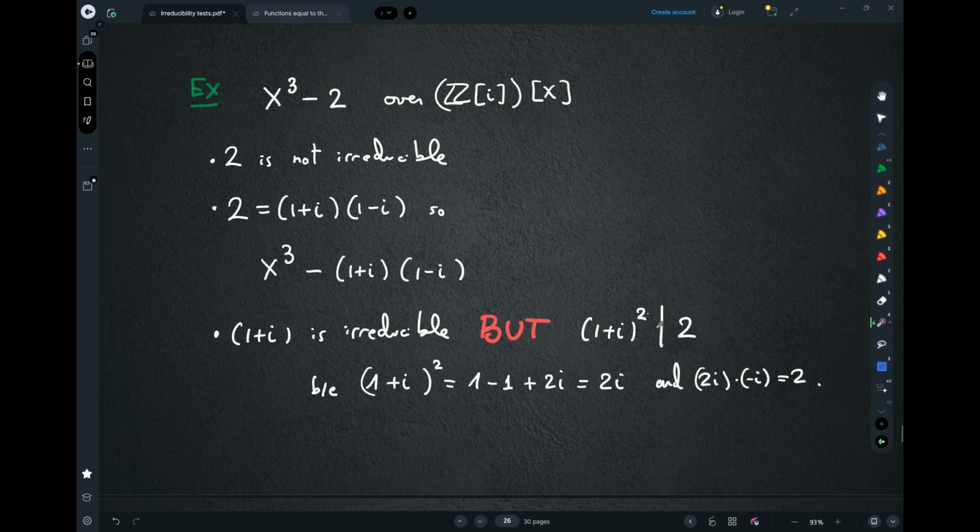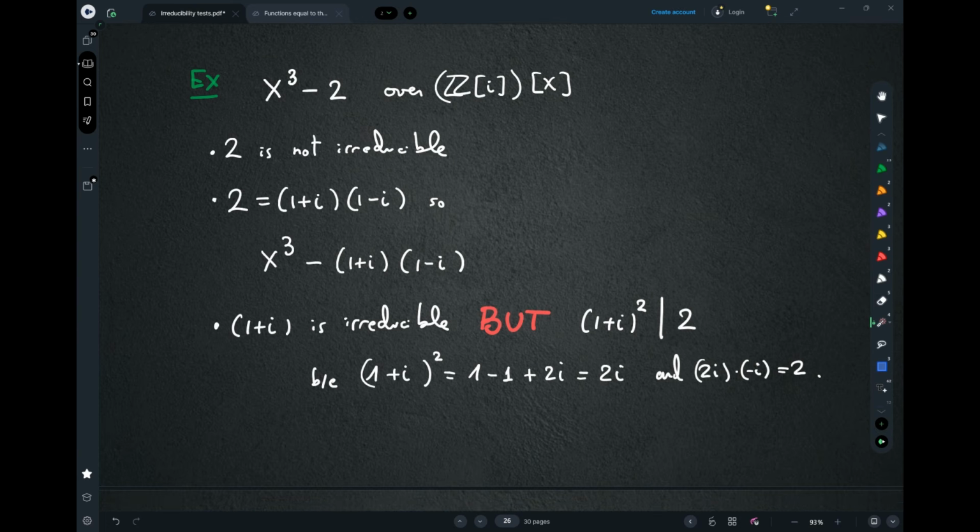Let me show you that (1 plus i) squared divides 2. By squaring 1 plus i I get 2i, and therefore 2i times a unit, minus i, is equal to 2. So therefore (1 plus i) squared, which is 2i, does divide 2. So it is not Eisenstein at 1 plus i either. So I can't use Eisenstein's criterion in this case.